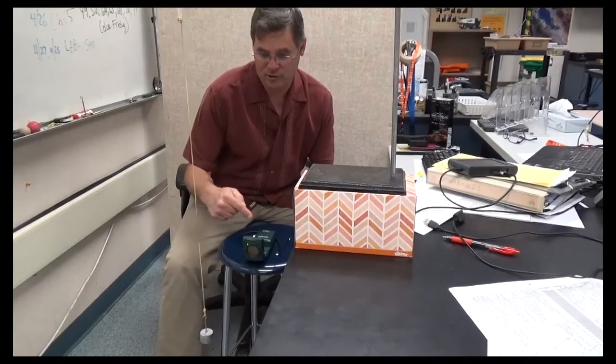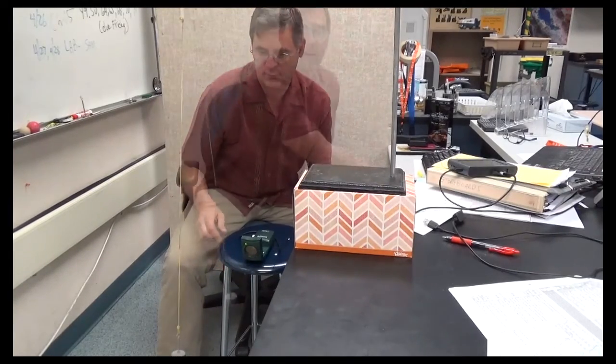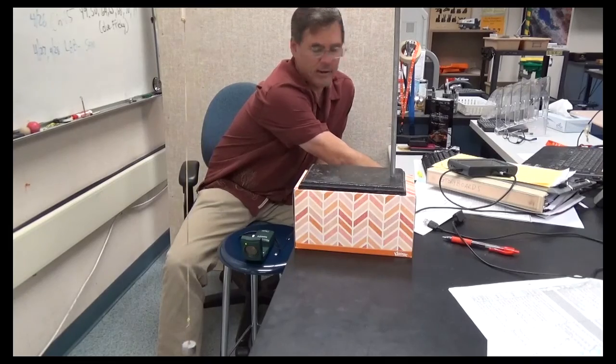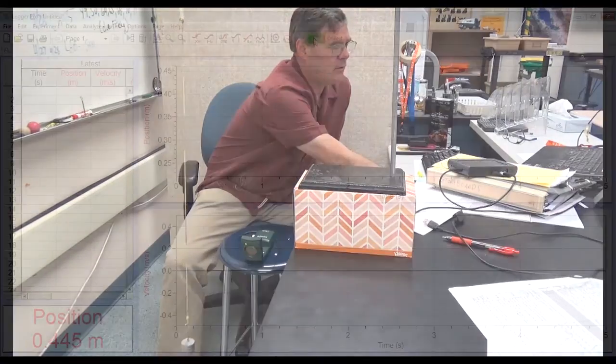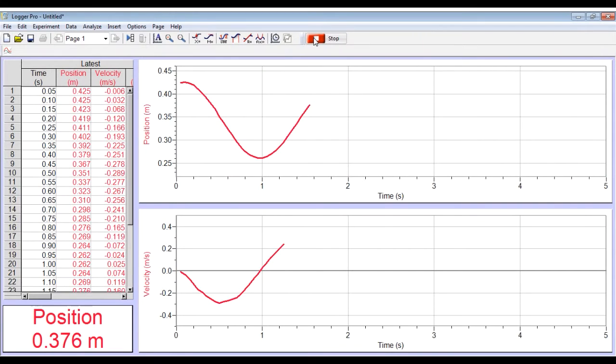Here I've set up my motion detector to detect the motion of this pendulum swing here. And when I start the LabQuest, you can see the motion, the displacement of the pendulum.